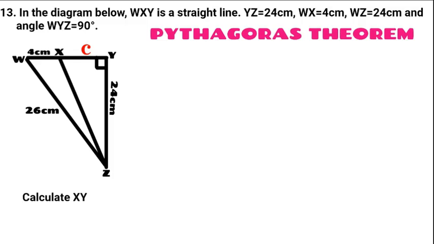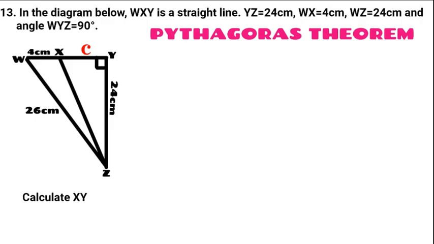First I'm going to find wy. So I'm going to find the total distance from w to y. Then later on, from the value I'm going to get, I'm going to subtract 4 from that number. It's because we have already been given the distance wx. Okay, so now let's focus on finding the distance wy.